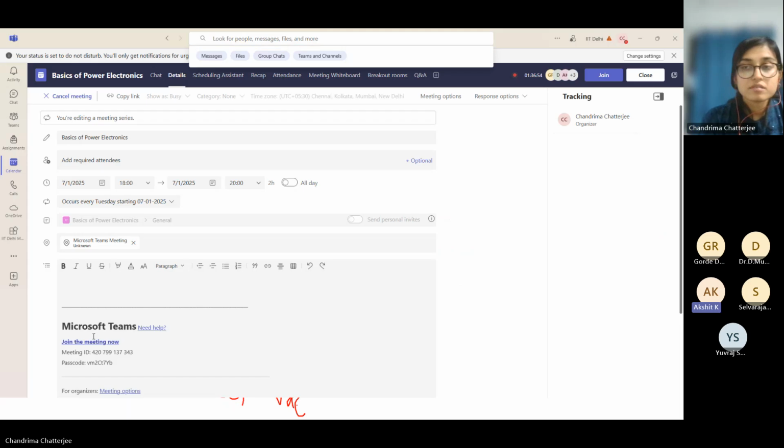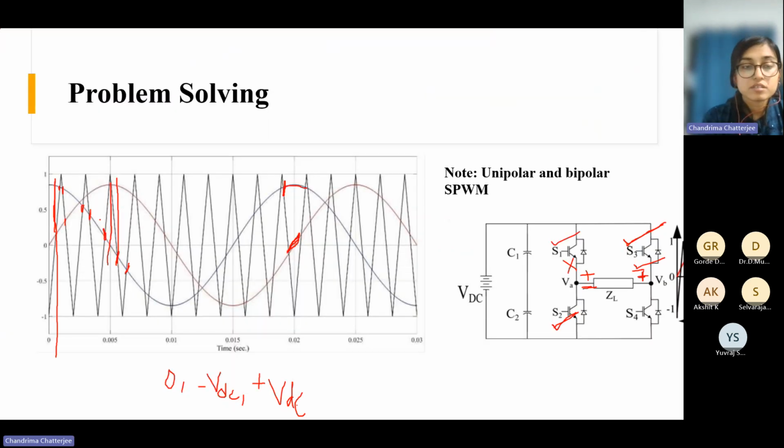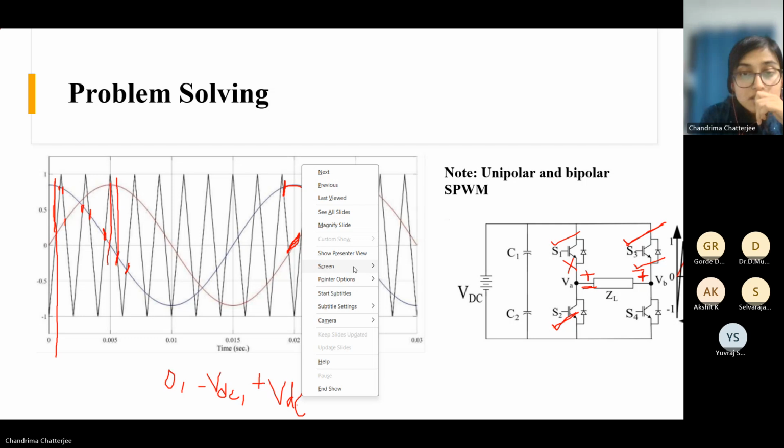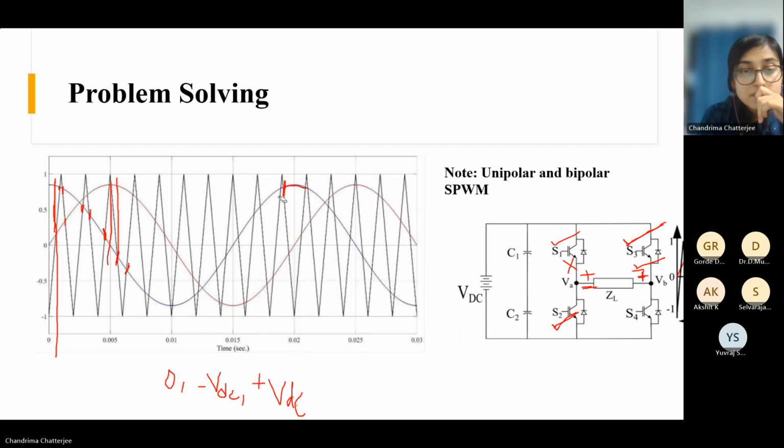At the peak points. Just a minute. Just a minute. Just a second. I will remove this so that we can understand properly. Oh, this is not good.